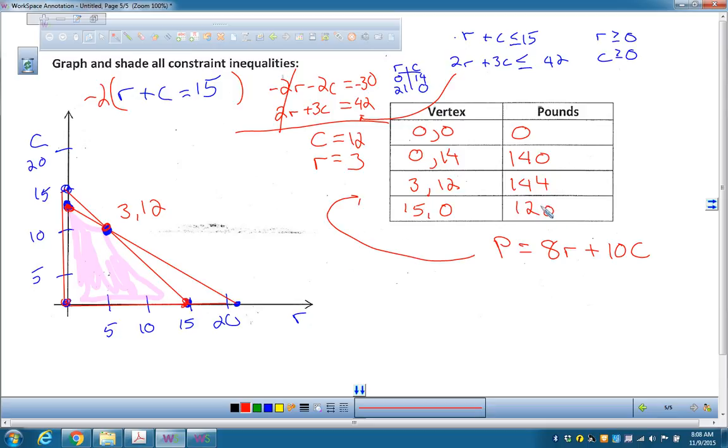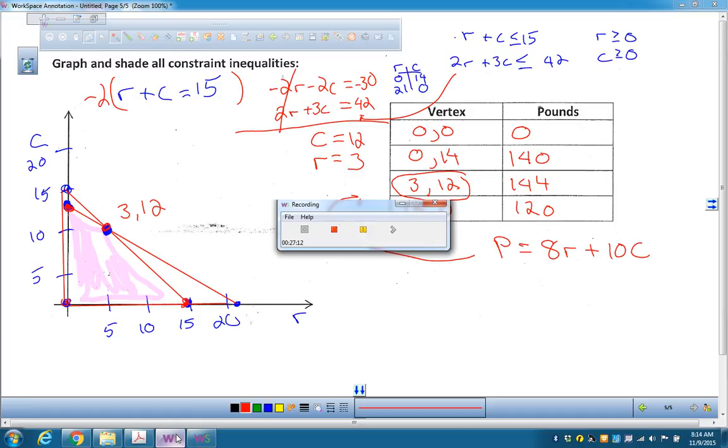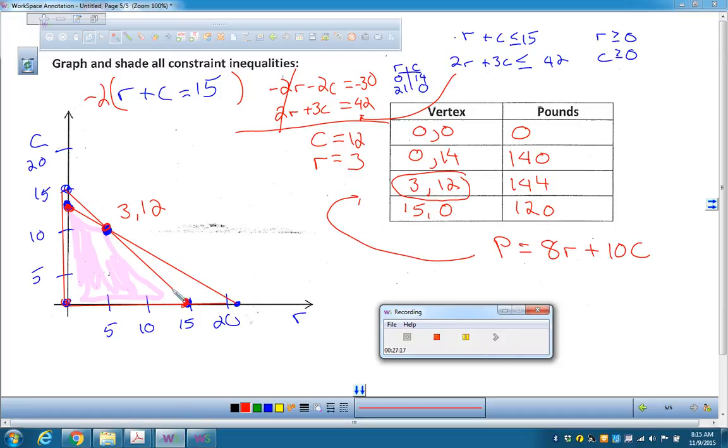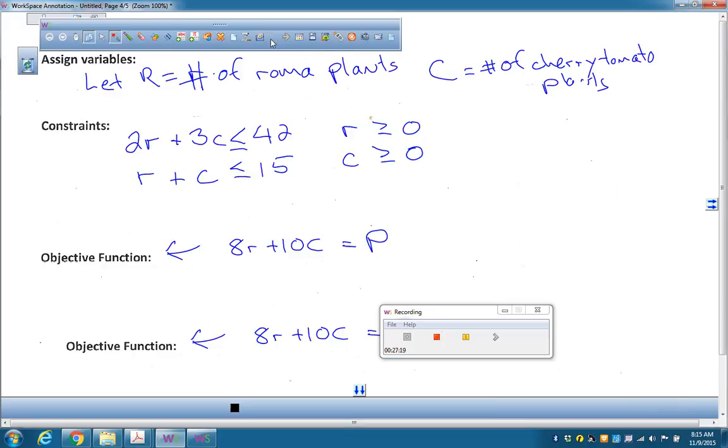Okay? How many cherry tomatoes and how many Roma tomatoes should I plant? I should plant 3 Romas, right? And 12 cherries. You get it? Okay? But they're tricky, all right? So beware, all right?